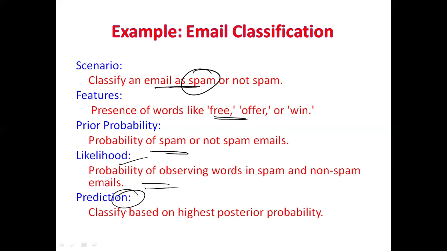Next, the prediction. How are you going to predict? Using Bayes theorem, the model calculates the posterior probability and assigns the class with the highest probability. This approach is widely used in spam filtering systems, mainly in emails. We are using this naive Bayes algorithm for spam filtering.